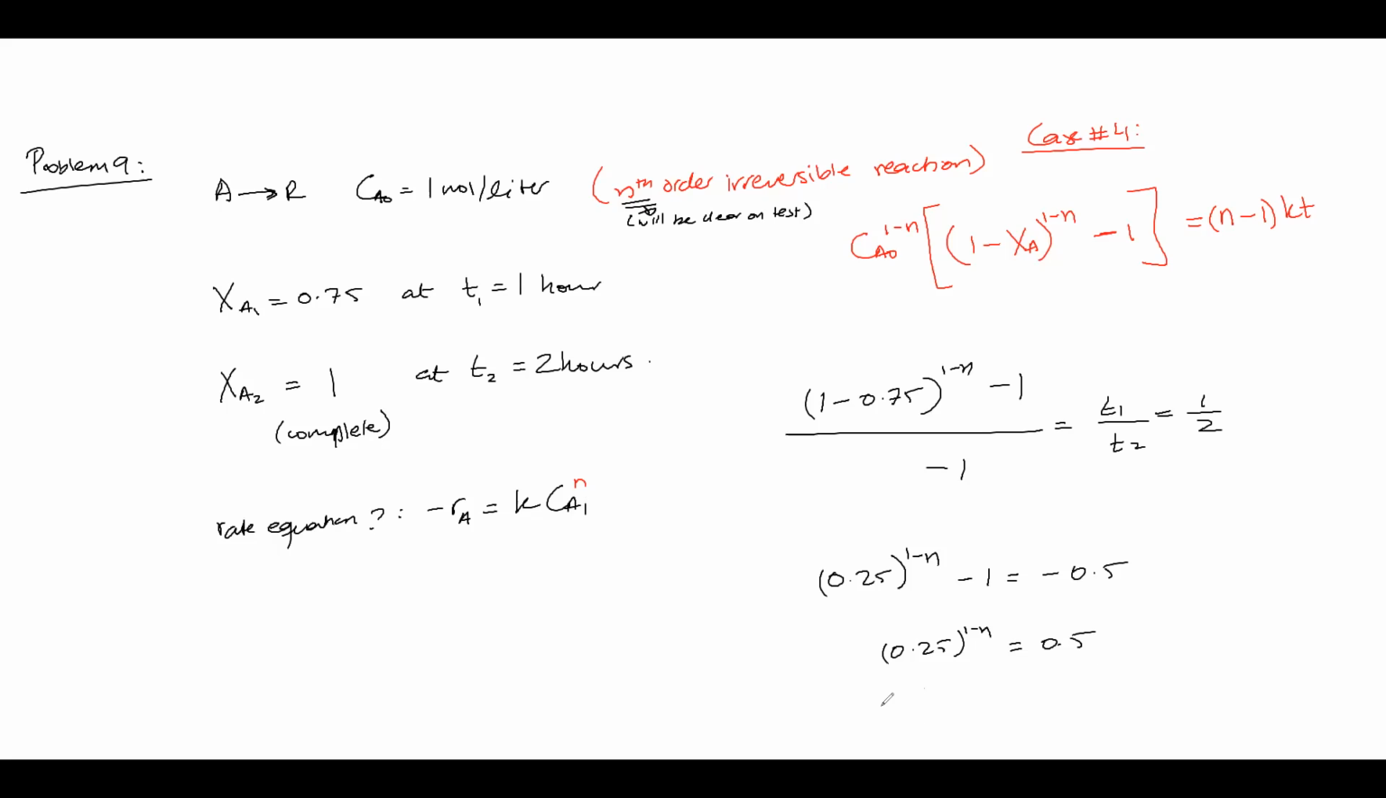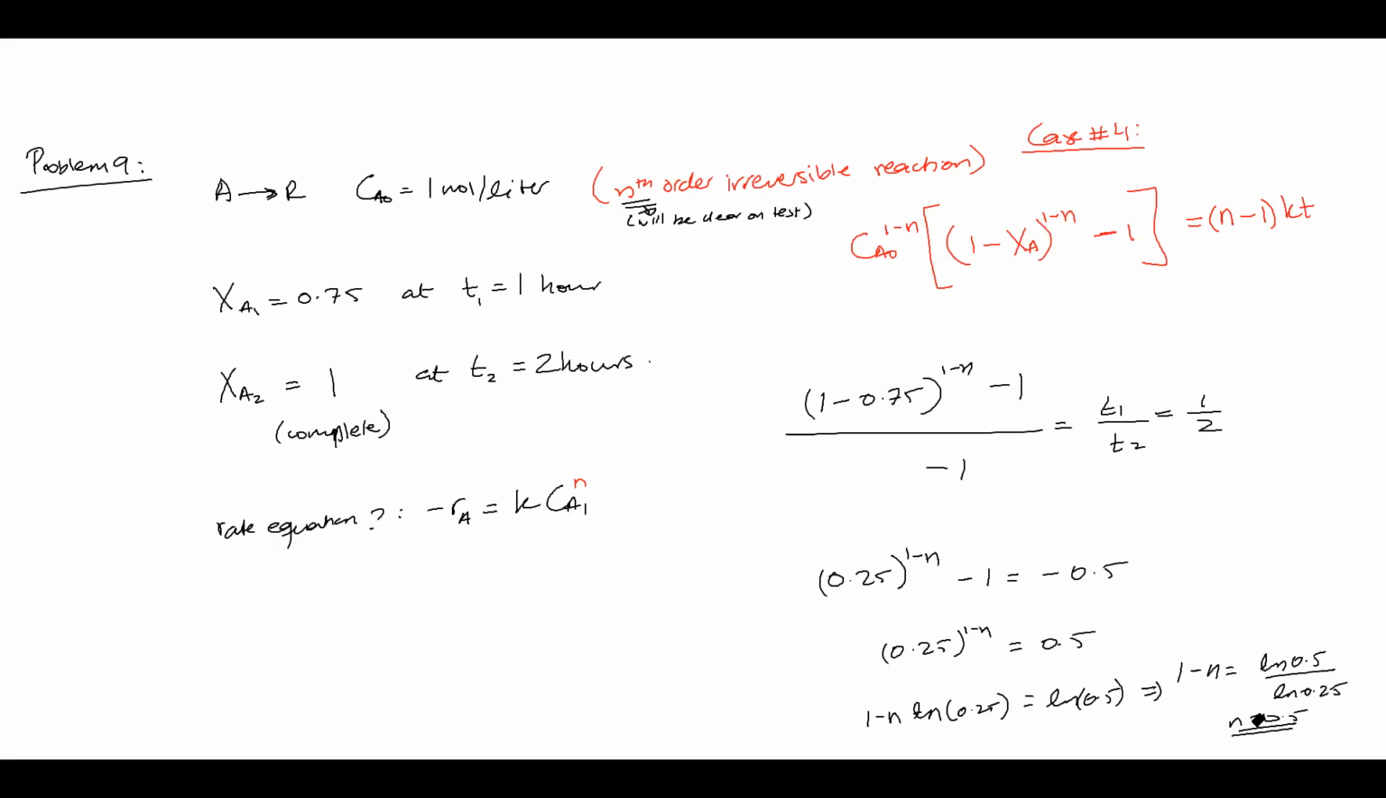But if you really want to do it, I can take ln of both sides, so I get (1 minus n) ln 0.25 is equal to ln 0.5. And from here, you can get 1 minus n is equal to ln 0.5 over ln 0.25, and n in this case will be, so this is half, so n will be 0.5, right? This is the answer to this problem, n is equal to 0.5.